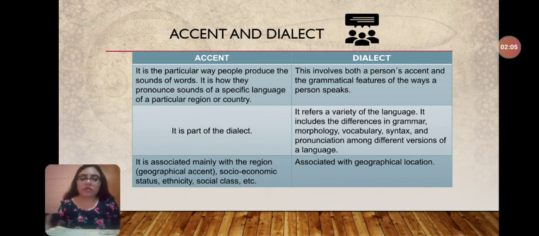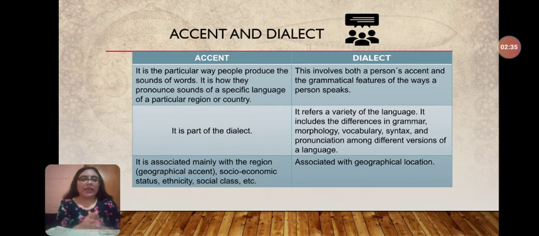We have that accent is associated mainly with the region, the socioeconomic status, ethnicity, social class, etc. And the dialect is associated with geographical location. In simple words, accent refers to all of those aspects of how people pronounce the words that identify where that individual speaker is from regionally and socially.